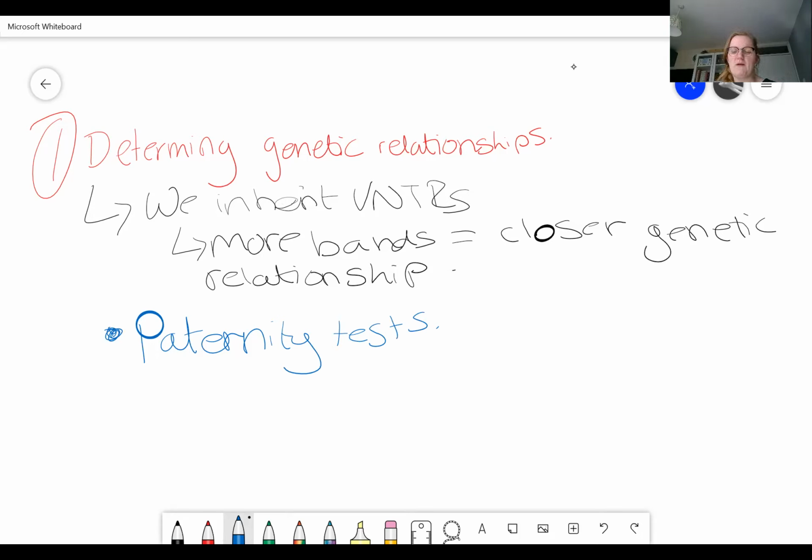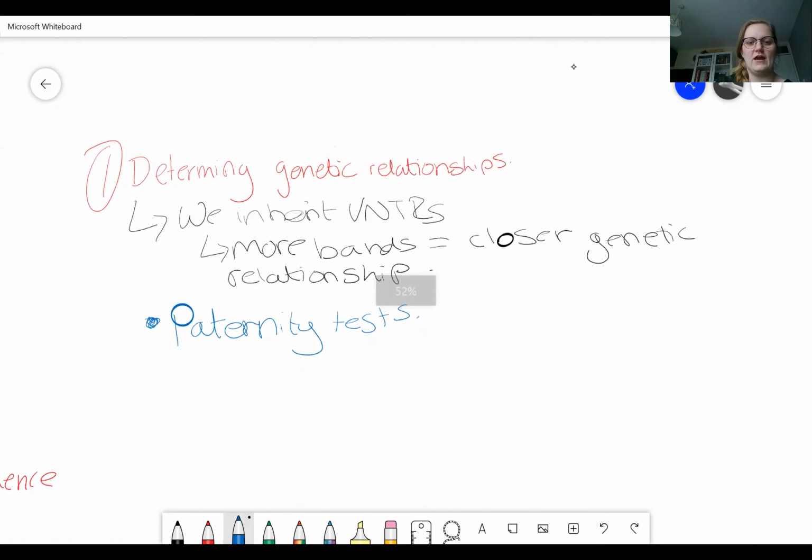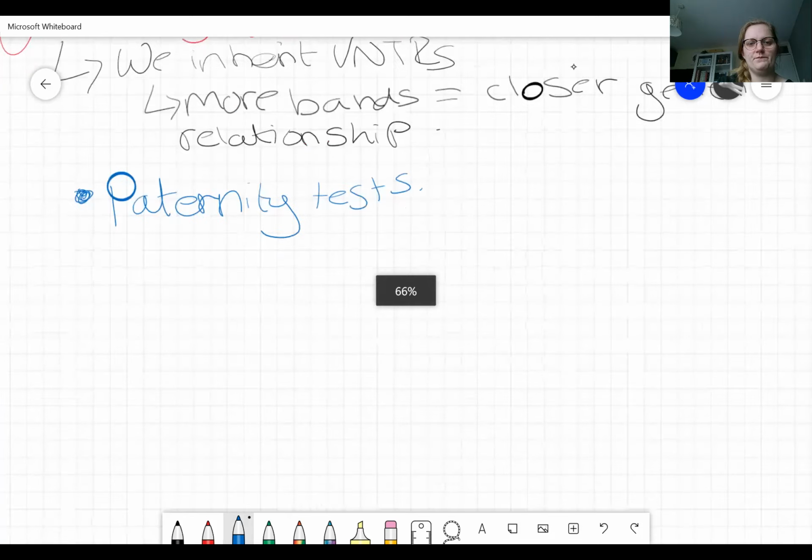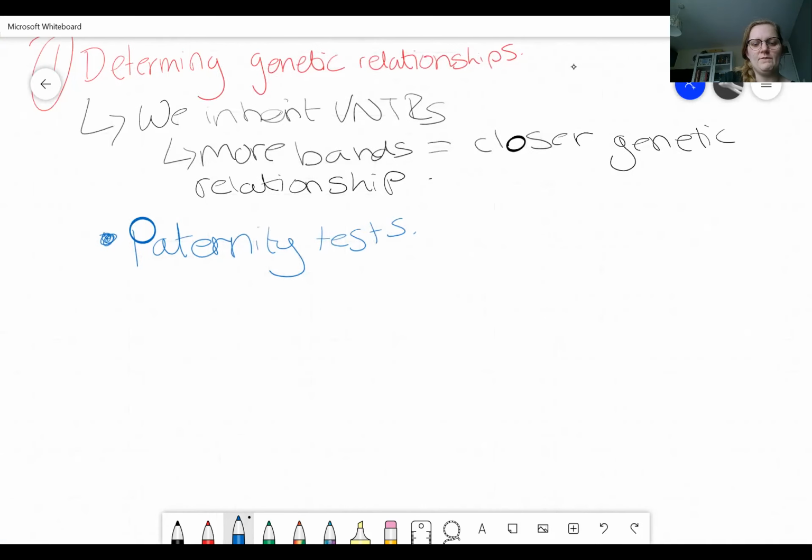The higher the number of places in the genome compared, the more accurate the test results. So if you don't compare as many places in the genome, it's less accurate, and that is also something to take into account. So we can use genetic fingerprints to determine genetic relationships. We can also use it to determine genetic variability within a population.